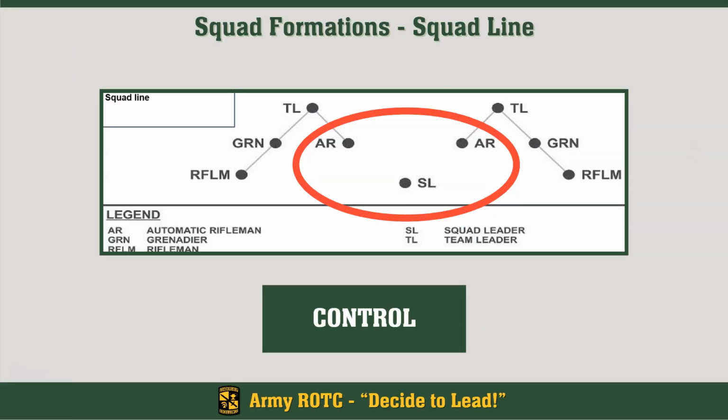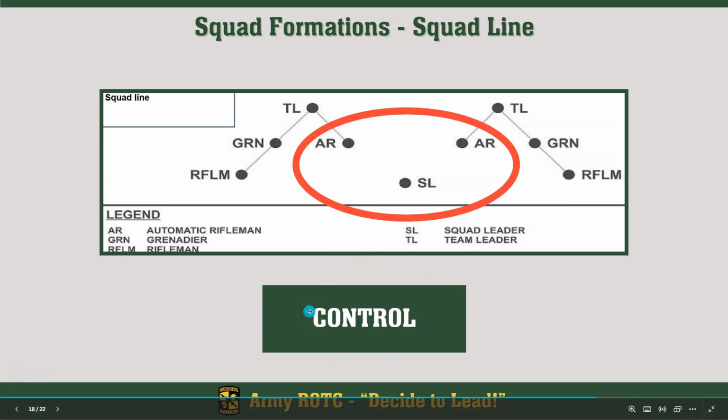Now a squad line still has 2 fire team wedges. However, they're next to each other rather than in front of and behind. Same thing, your squad leader is going to remain in the middle, and they're going to keep their automatic rifles closest to them for the most control over their firepower. So that's why this one falls under control.